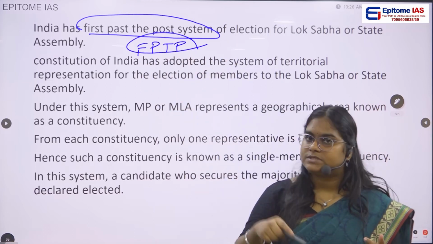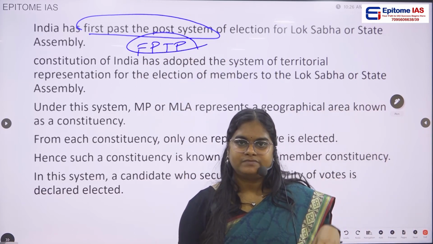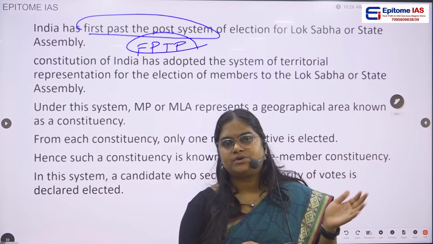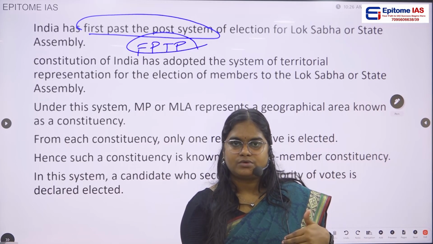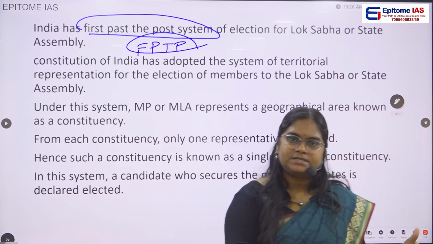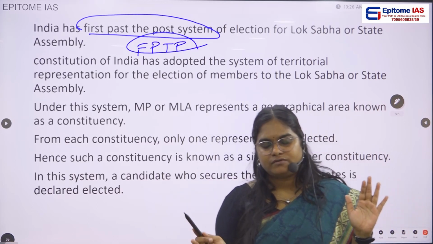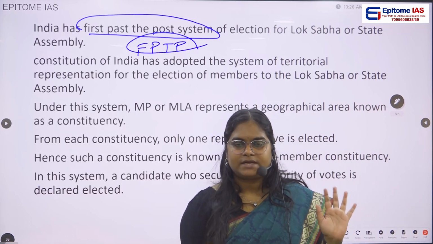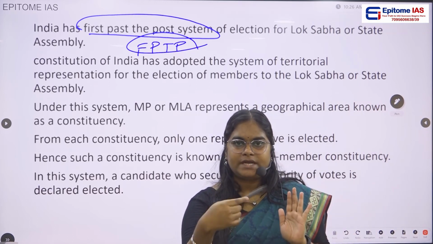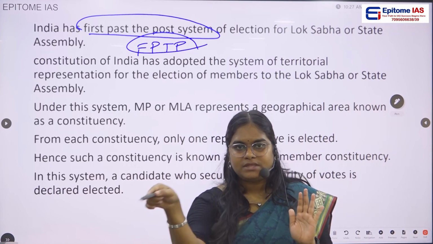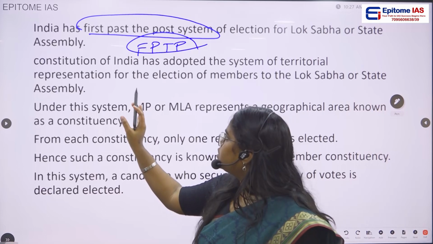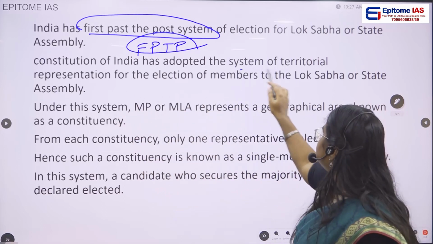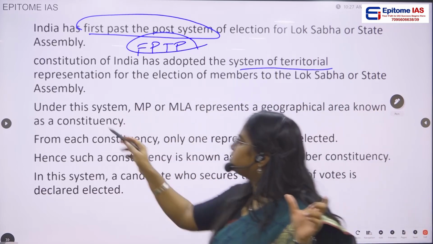In the first past the post system, whichever candidate gets the majority of the votes, not necessarily more than 50 percent of the votes, even though he is getting less than 50 percent, he'll be considered elected once he gets the majority of the votes compared to other candidates. Okay, so that is the first past the post system. Then the Constitution of India has adopted the system of territorial representation.